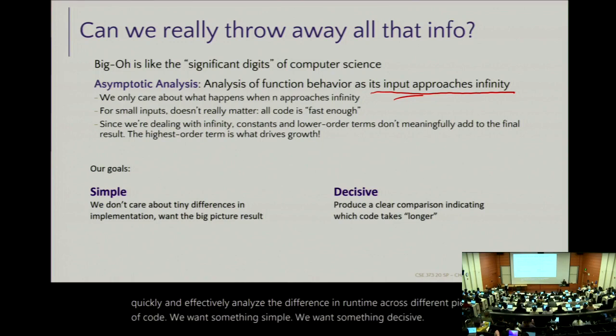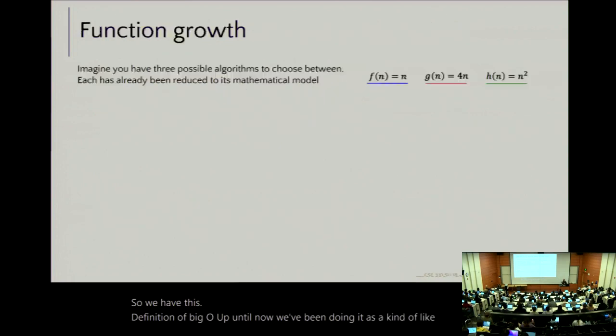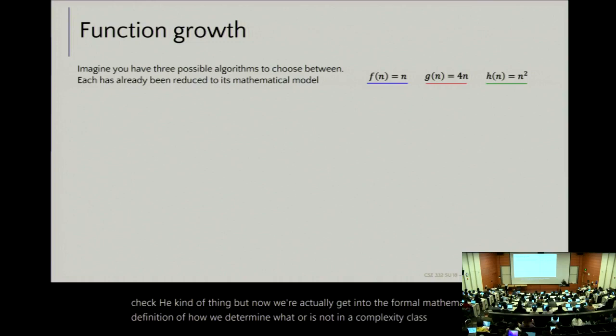So we have this definition of Big O. Up until now, we've been doing it kind of like a gut check, but now we're actually going to get into the formal mathematical definition of how we determine what is or is not in a complexity class. So let's talk about it in terms of graphs.